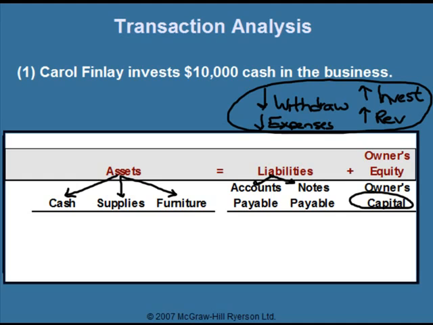When we read transactions, we need to determine which accounts are changing and if they're increasing or decreasing. So the first example of a transaction we have is Carol Finlay invests $10,000 cash in the business. When we read that, we need to find the accounts that are changing. And there's two keywords in the sentence. The first one is invest, and the second is cash. The word invest means that the owner is investing money in the company, and that goes under capital.